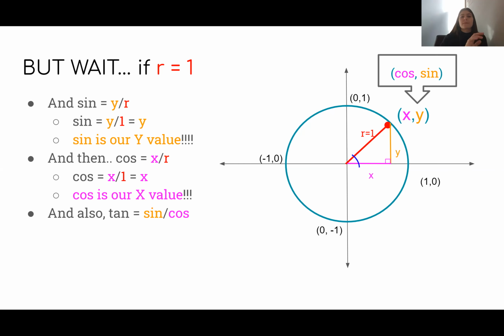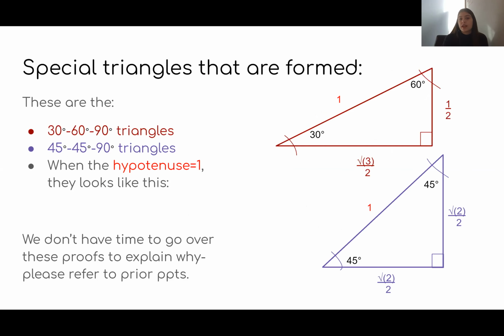Okay, cool. So now here are some special triangles, and hopefully you remember these. We talked about them before. If not, you can check those other PowerPoints out just to see the proofs on why these are the way that they are. But we're going to look at the 30, 60, 90 triangle, and the 45, 45, 90 triangle. So keep in mind that in our unit circle, our hypotenuse is always 1. Looking at the 30, 60, 90 triangle, the top one here in the dark red, our hypotenuse is 1.